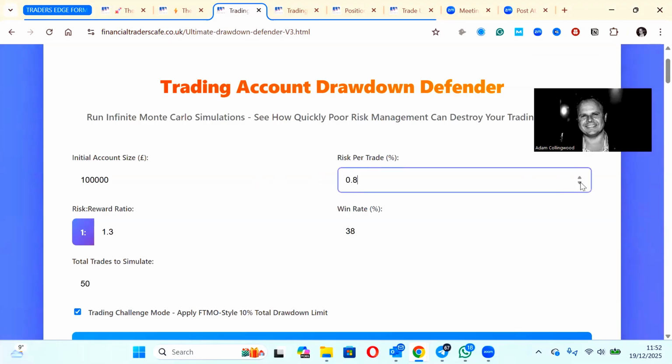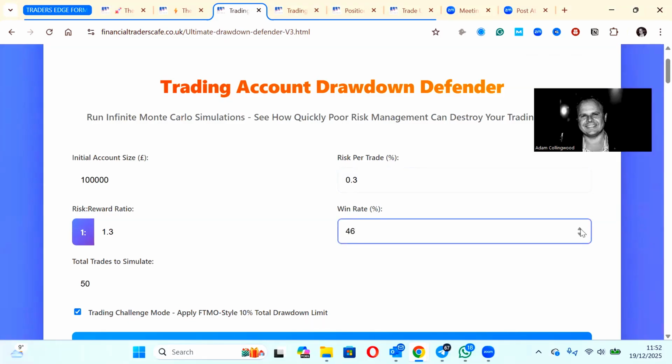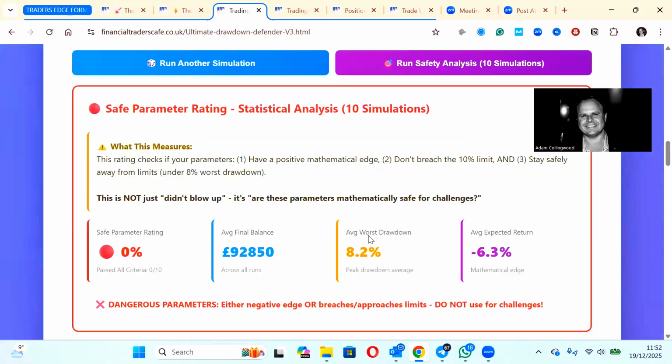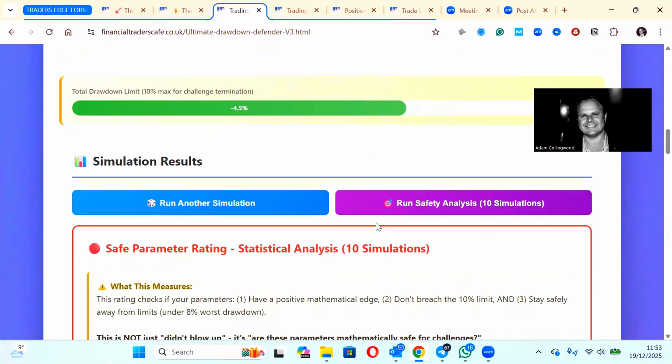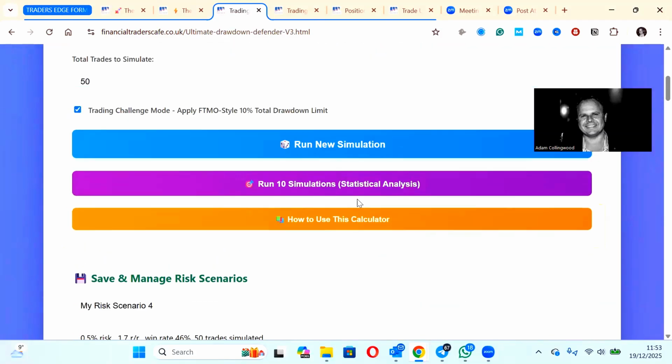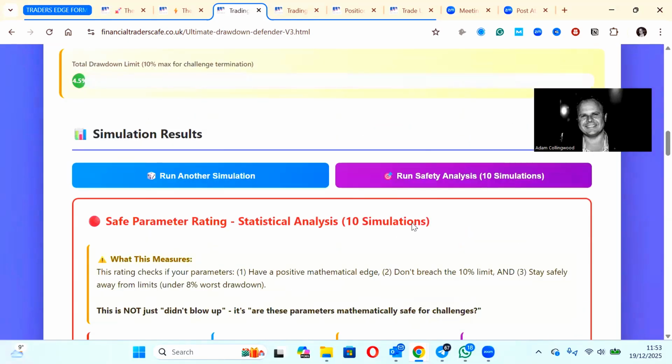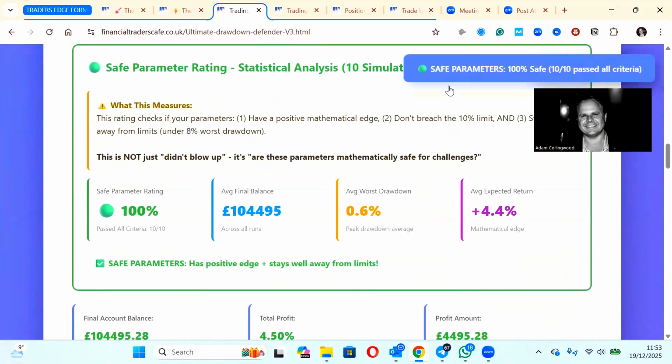But let's just say you run some different numbers. Let's just say you're risking less per trade. Say it's only 0.3% per trade. And let's just say your win rate's 48%. And you're really improving your average risk reward per trade to 1.7. Let's run the simulation on here. So what's that telling us? It's not great. Run again. This time, 4.50%. Okay. But will you pass?